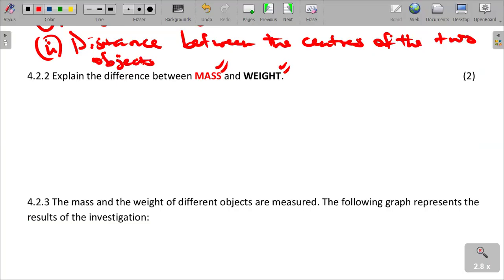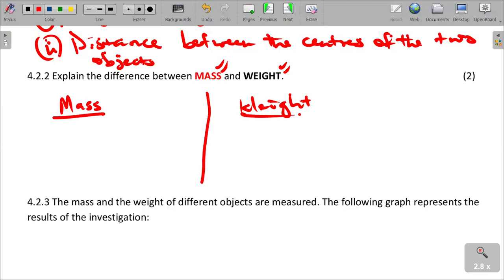Most of the times I like to encourage my learners to say that in situations where you are asked to give differences, you can just tabulate it. You can say mass, and then we can say weight. And then we are saying give the difference in these two.